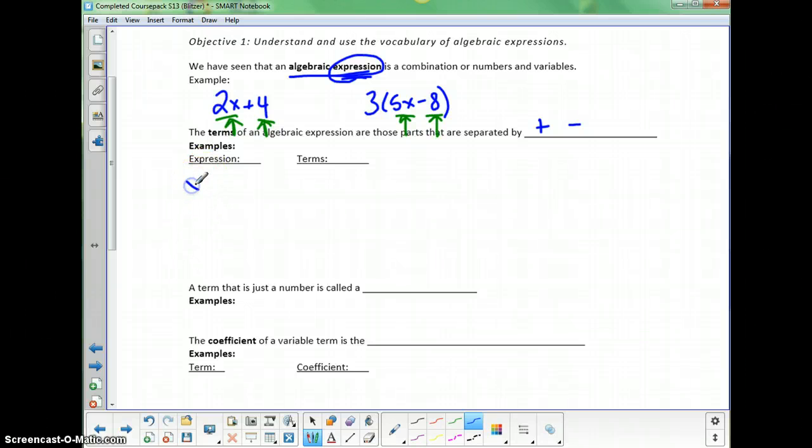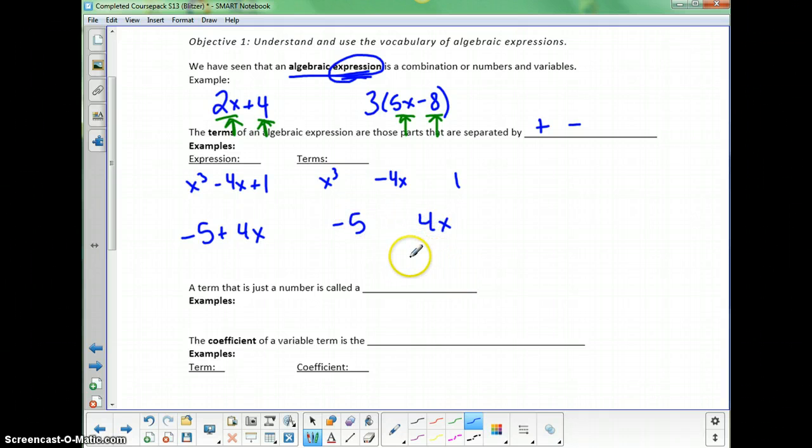If we wrote down something like x cubed minus 4x plus 1, there are 3 terms. The terms are x cubed, negative 4x is its own term, and 1 is its own term. So there are 3 pieces. When the term is negative, the negative is part of that coefficient, part of the term, and when it's a positive number, it's just that number that is part of the term. Okay, so another example, negative 5 plus 4x, just making another one up. So negative 5 and 4x are the two terms in that expression.